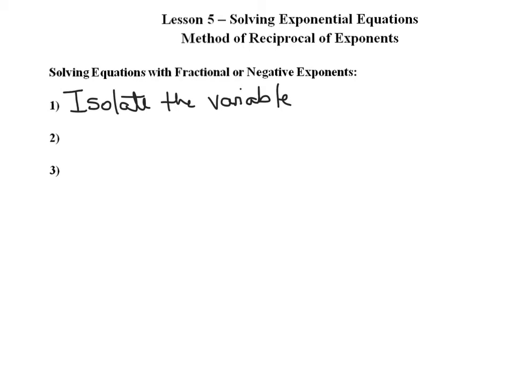We want to move all other terms to the other side of the equation so that the variable is by itself. Once the variable is by itself, we will see that the variable has an exponent. The exponent can be negative, it can be fractional. We want to know what the value of x is, so we're going to have to undo the exponent. One way of undoing exponents is to raise both sides of the equation to the reciprocal exponent.